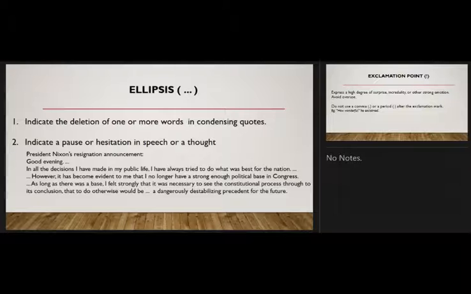resignation announcement. Good evening. In all the decisions I have made in my public life, I have always tried to do what was best for the nation. However, it has become evident to me that I no longer have a strong enough political base in Congress. As long as there was such a base, I felt strongly that it was necessary to see the constitutional process through to its conclusion. That to do otherwise would be a dangerously destabilizing precedent for the future.